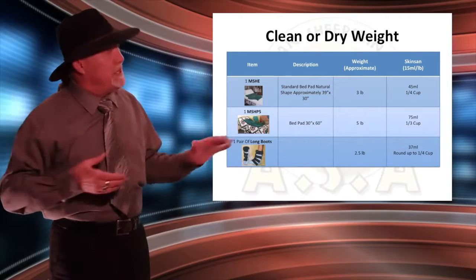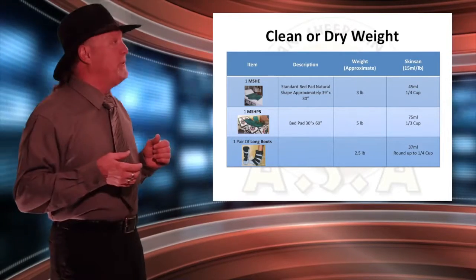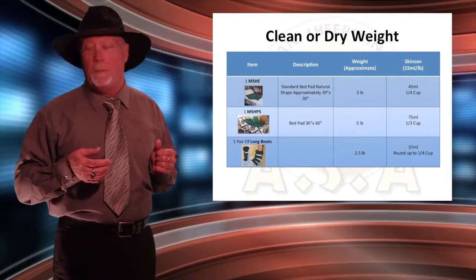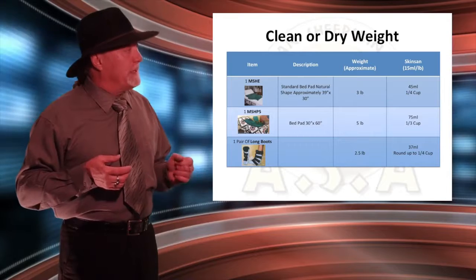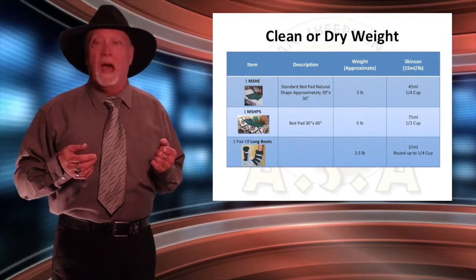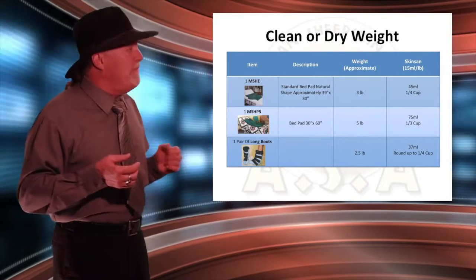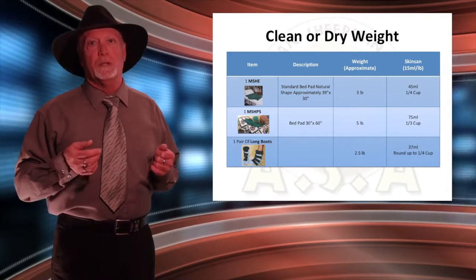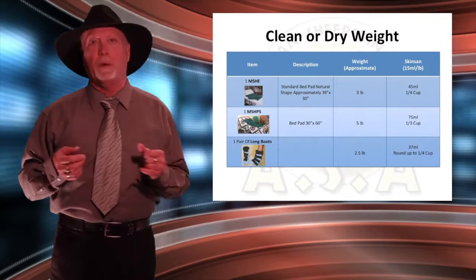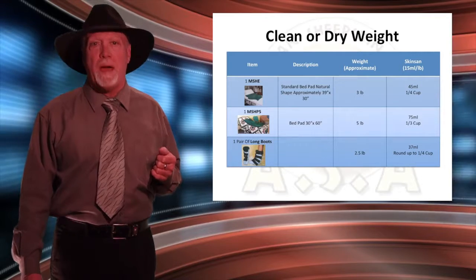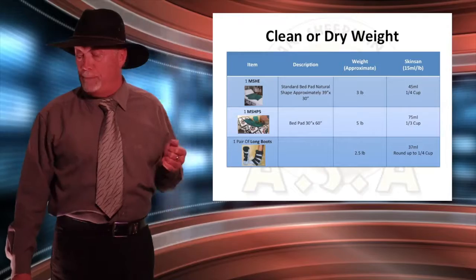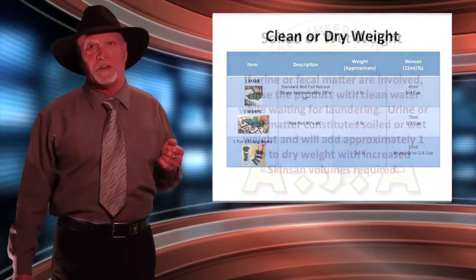So for a standard MSHE bed pad weighing 3 pounds, you'd be using around about 45 ml to 1/4 of a cup of detergent for that pad. For an MSHP5 that you can see there, that is around about 5 pounds in its clean or dry weight, and that would constitute around about 75 ml or 1/3 of a cup to launder the larger bed pad. The boots that you see down here at the bottom, they weigh approximately 2.5 pounds, and they would constitute around about 37 ml of product, or you would round up to about 1/4 of a cup.